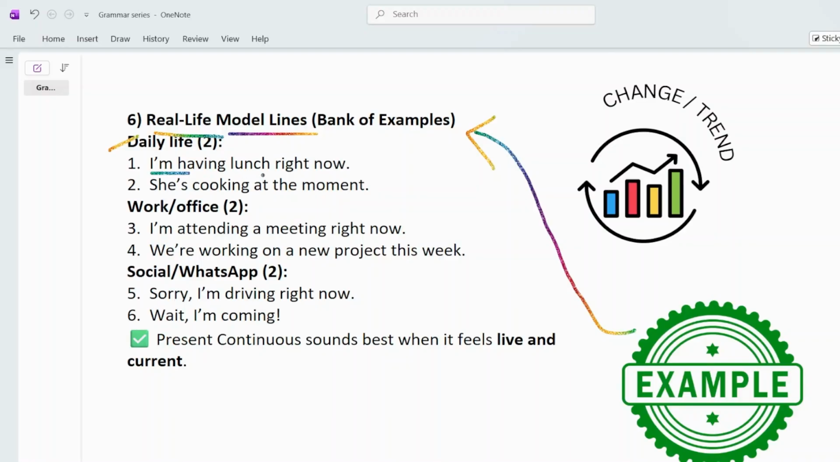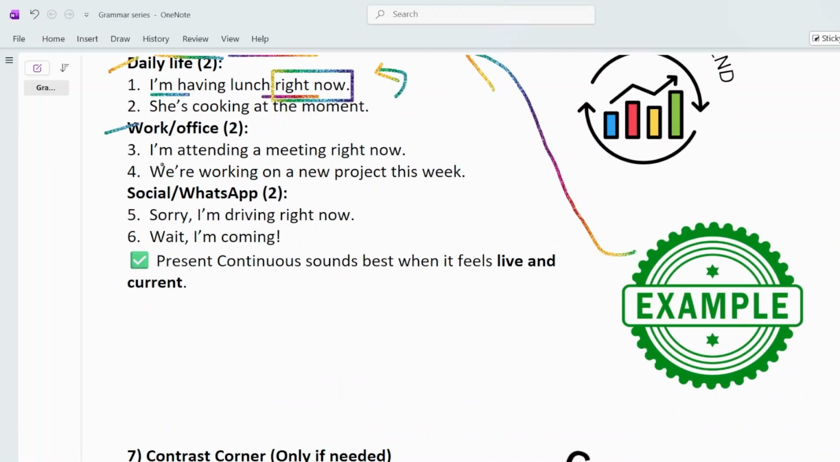So, I'm having lunch right now. Again, a time factor has come in here and elaborated the sentence. You can always stop at I'm having lunch, but right now has given that factor. Now, she is cooking at the moment. You can always stop at she's cooking. However, at the moment is another elaborative phase. Work in office, another type of example. I'm attending a meeting right now. We are working on a new project this week. Correct? All have taken the present continuous tense as their primary stance.